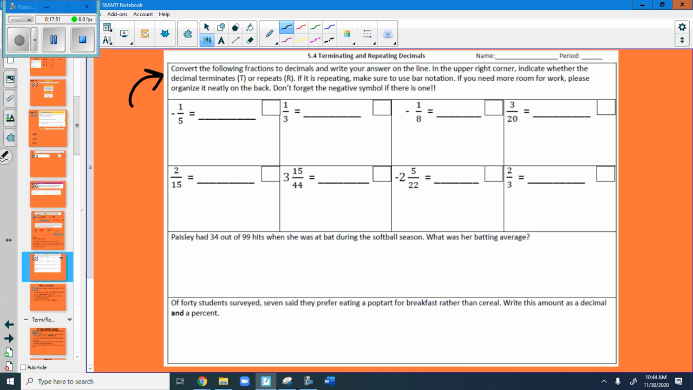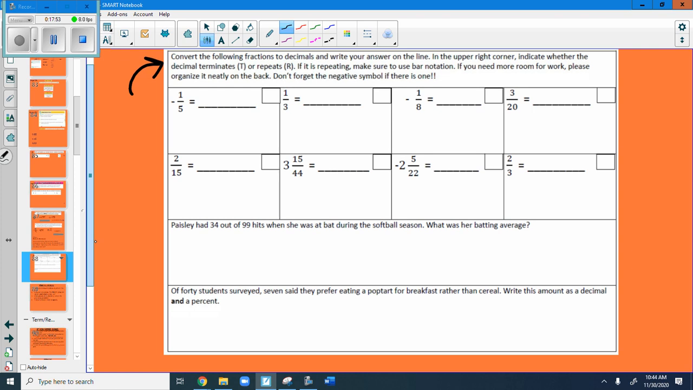Make sure you read the directions. If you look at the bottom here, the Paisley problem, it says, what was her batting average? Okay? And averages are generally in decimals or percent. So your answer can be in a decimal or a percent. Does that make sense? And then just make sure you read the directions carefully on the last one. It wants it as a decimal and a percent. Okay, you have the rest of class to work.